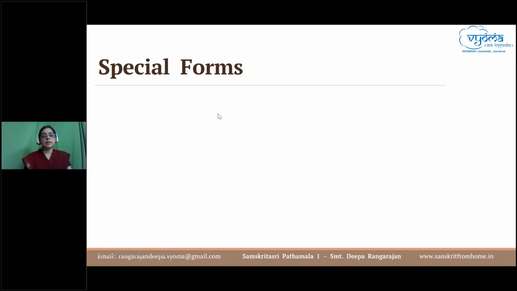Toranam is napumsakalingam. There is a pullinga word also, toranaha. Both are there. The more common one is toranam. Sevakaha is not a soldier. Sevakaha is a servant or somebody who is a helper. Toranam, many people have used. Toranaha is less frequently used.